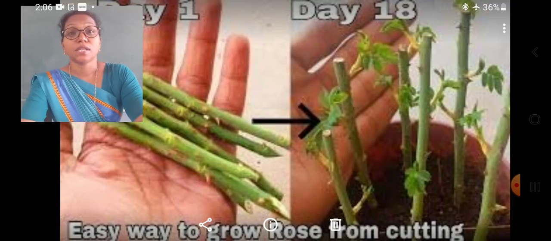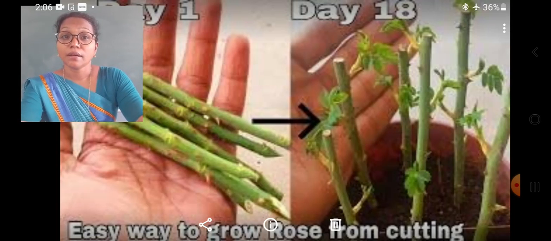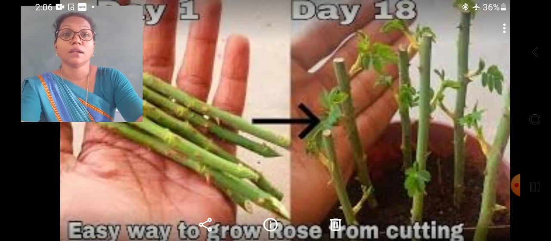The plants such as rose, jasmine, money plant, they are cut in certain length, kept in the soil, and watered regularly. We can see that the stem cuttings develop into new plants.